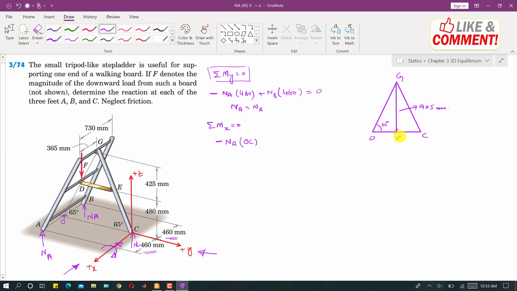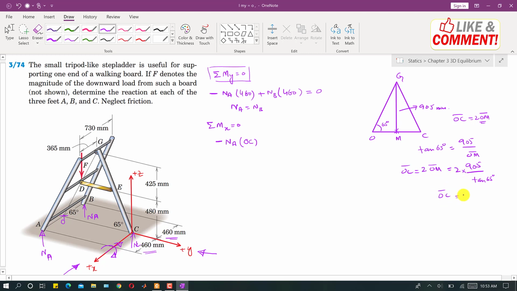Let's say that this is the midpoint M. If we find OM, then OC will be 2 times OM, so we need to find OM. If we apply tan 65 degrees, tan 65 will be this perpendicular, 905, divided by OM. So OM is 905 divided by tan 65 degrees. To find OC, we multiply this by 2.